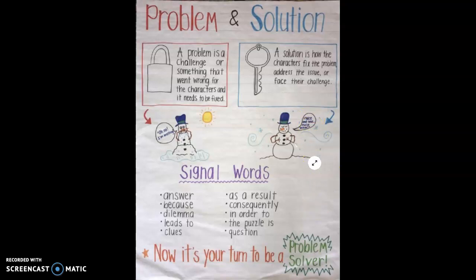Much better. So the signal words that we would read when reading a problem and solution text are answer, because, dilemma means a problem, leads to, clues, as a result of, consequently, in order to, the puzzle is in question.